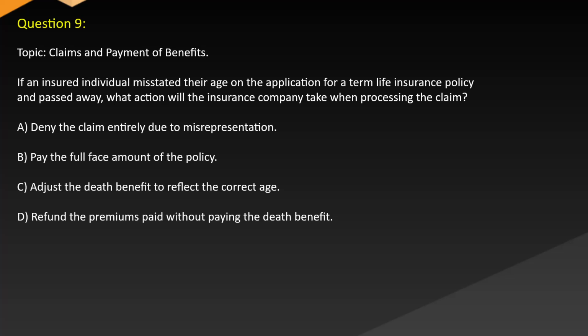Question 9. Topic: claims and payment of benefits. If an insured individual misstated their age on the application for a term life insurance policy and passed away, what action will the insurance company take when processing the claim? A. Deny the claim entirely due to misrepresentation. B. Pay the full face amount of the policy. C. Adjust the death benefit to reflect the correct age. D. Refund the premiums paid without paying the death benefit.